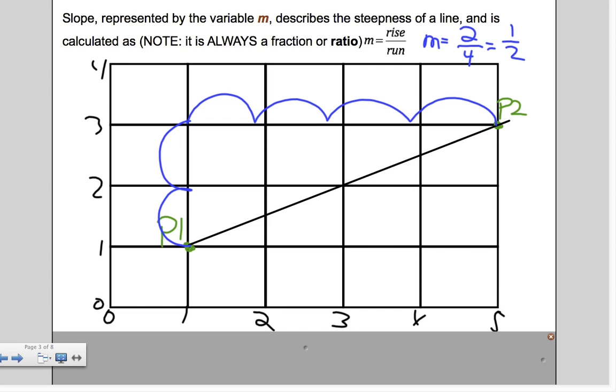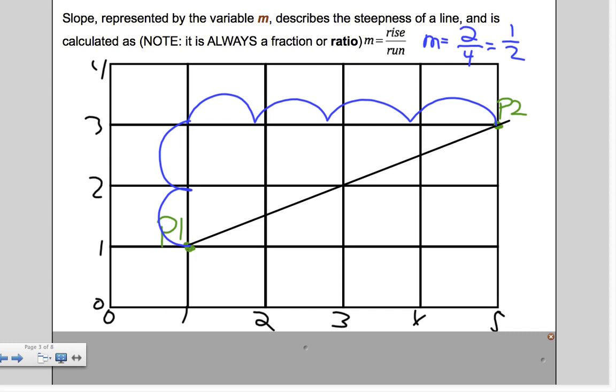So question, do I always have to start from point 1 to point 2? Does the order matter? No. As long as it's a point on an intersection of the grid.